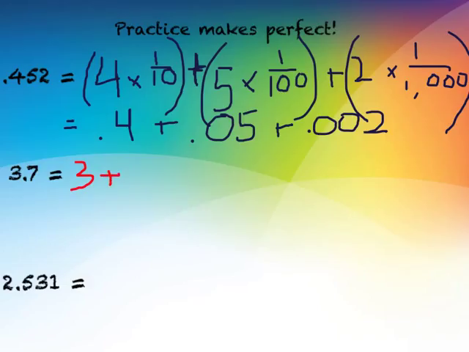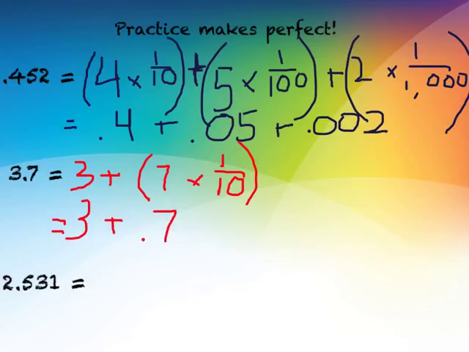Then I'm going to add it to the part of a whole that I do have, or the fraction that I do have, 7 times 1/10. Which will give me 7/10. If I want to write that in another way, I can write 3 plus 0.7. Last one. 2.531, or 2 and 531 thousandths. 2 is a whole number.